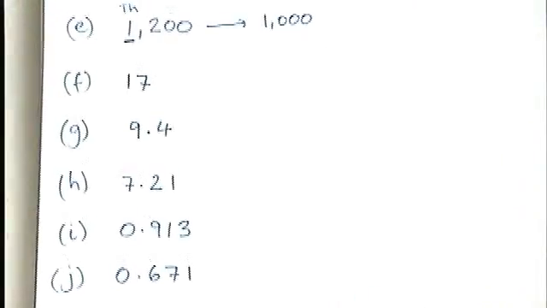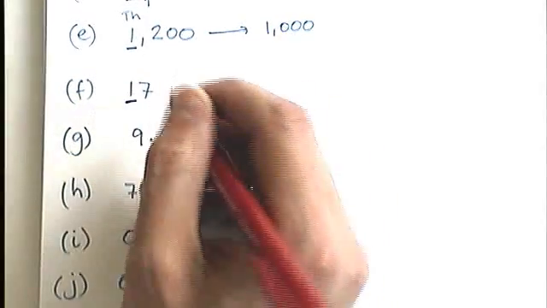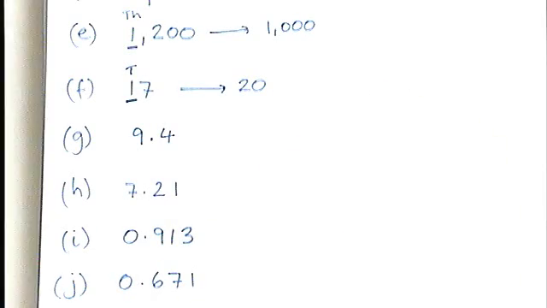Now we're getting on to some which people will start to find a bit more tricky. So this one here, 17, probably should be okay. The first digit is in the tens column, so we round it to the nearest 10. Hopefully you can see that that's going to go to 20, the nearest 10 to 17.